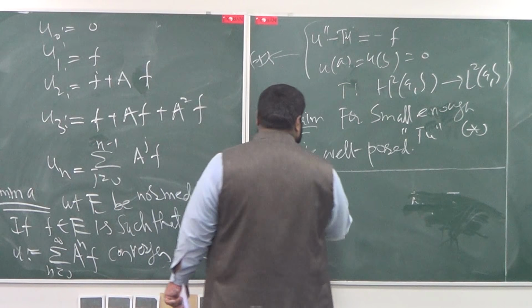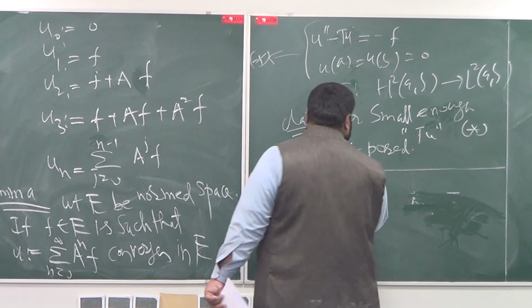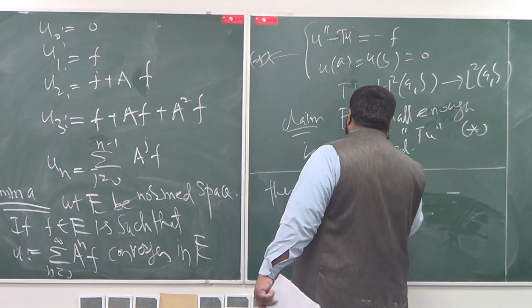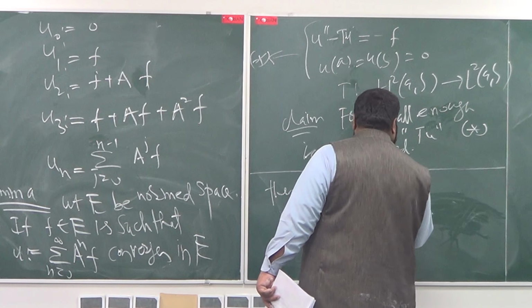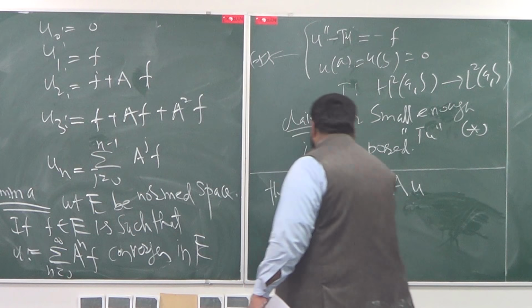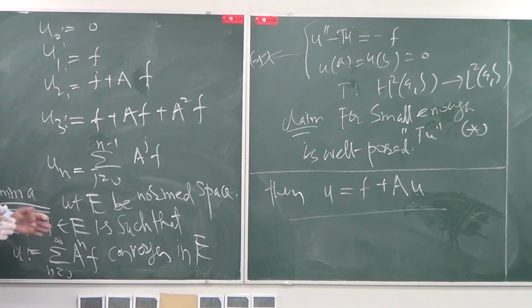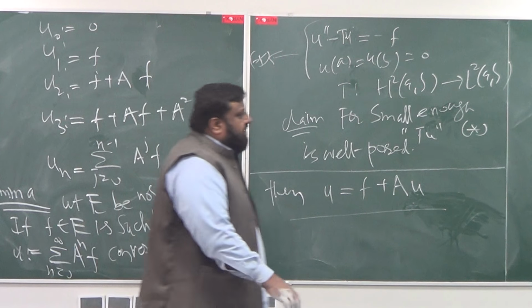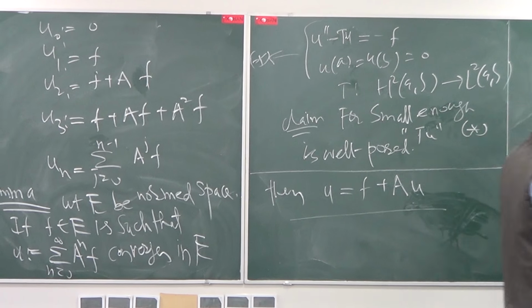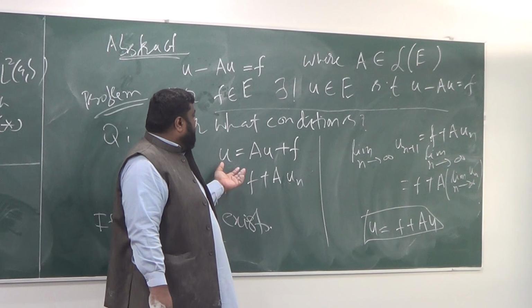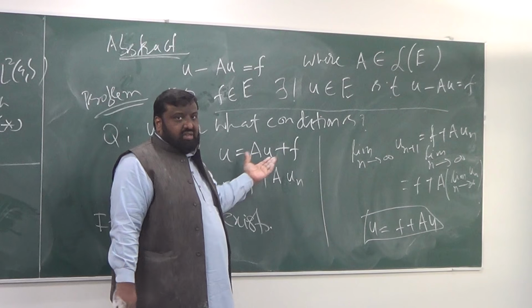Then what? This U satisfies your problem. U equal to F plus A. Okay? Now how does this result follow from our calculation? So let's reflect upon it again. From where we began, we said under what conditions we can have a U which satisfies this equation.